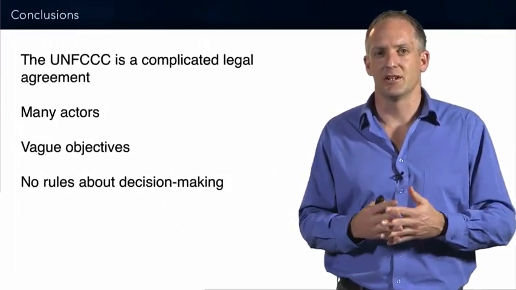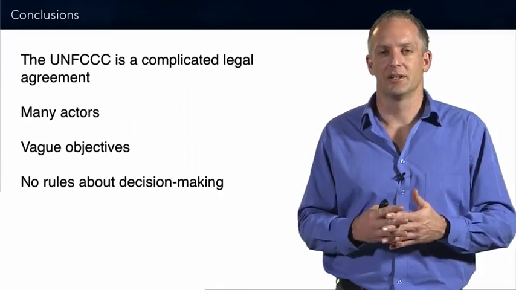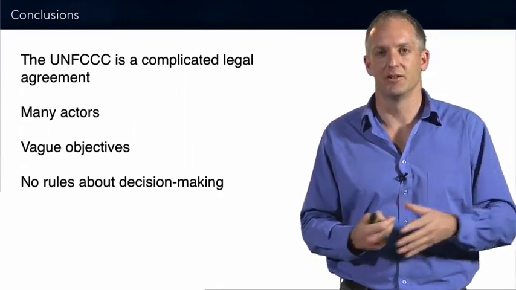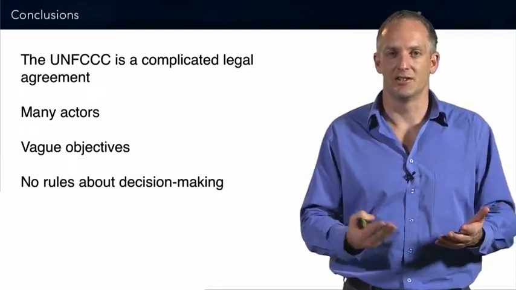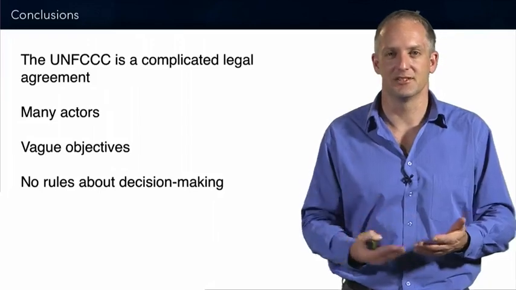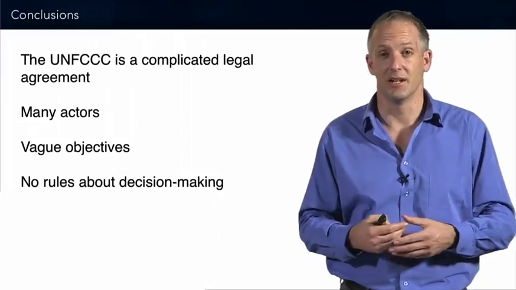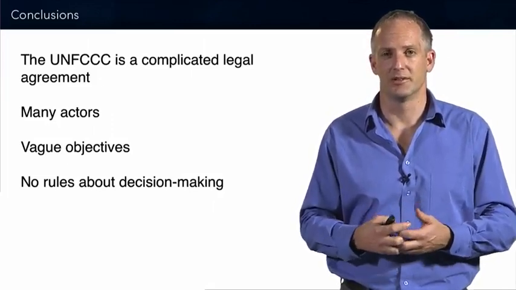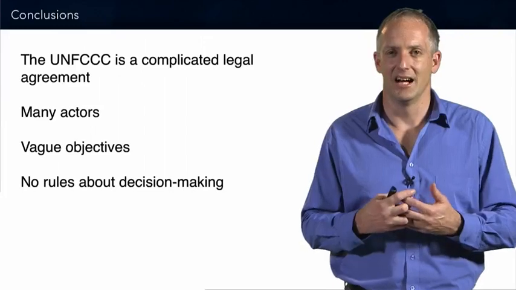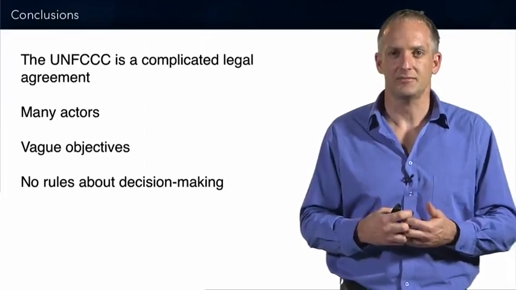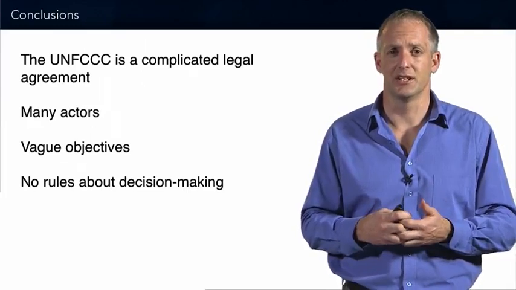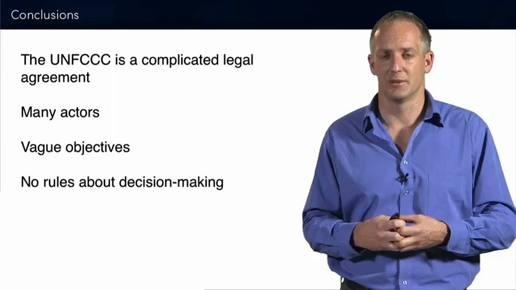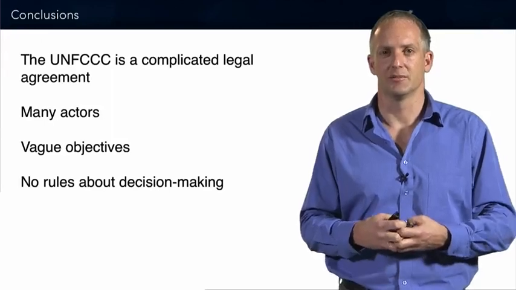So the convention is a complicated legal agreement. It's a big document, and the experienced negotiators who've been doing this a long time carry around big fat folders full of text that carry negotiating text, agreements and precedents that have been set in this negotiation process for now over 20 years. A really complicated legal process. There are hundreds of actors. The convention itself has very vague objectives, and there are no rules about decision making, and these mean this is a very complicated, very slow and very cumbersome institution.